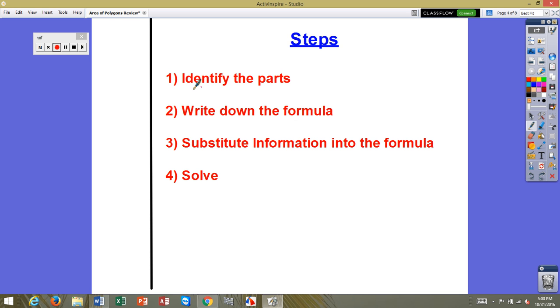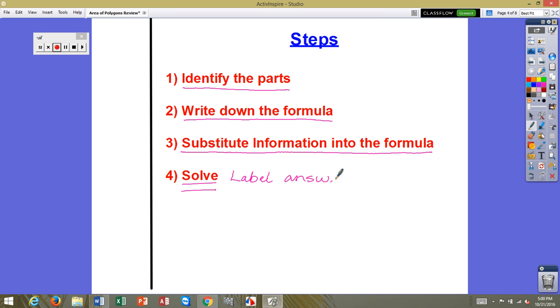Okay, our steps. We want to identify the parts. So we're going to label things like base and height with B's and H's. Then we're going to identify what formula we need to use and write it down. Then we're going to substitute the information in the formula of what we're given. And then we're going to solve it. Oh, and make sure you label your answers with the correct measurements. So we're going to label it with things like feet squared, inches squared, centimeters squared, etc. We want to make sure we do that for all of our answers.